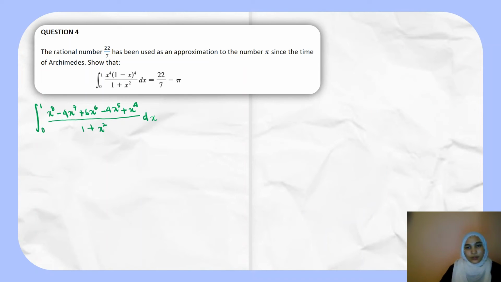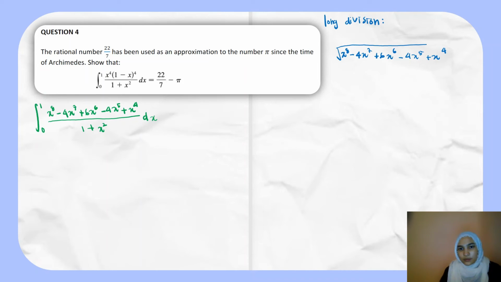So we will be doing long division. x to the power of 8 minus 4x to the power of 7 plus x to the power of 6 minus 4x to the power of 5 plus x to the power of 4. You will divide it by 1 plus x squared.